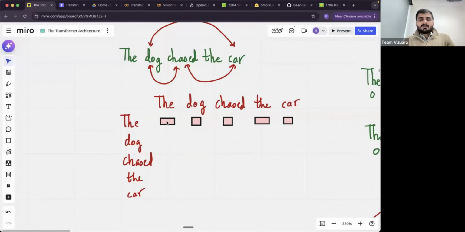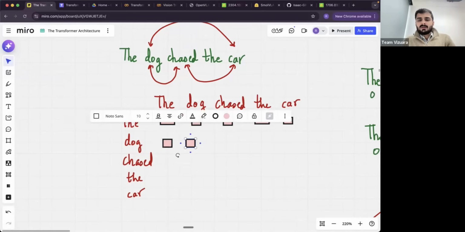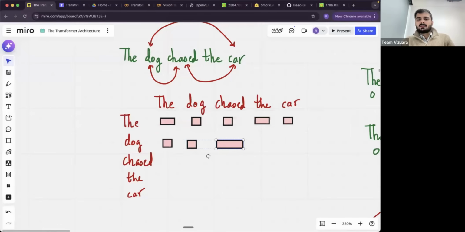Okay, now the next word is important. We are looking at dog. So dog and the, this is going to stay the same as this, so we'll copy this over here and do this. Dog and chased, I'm pretty sure the attention is much higher, so we can increase this to a high value.